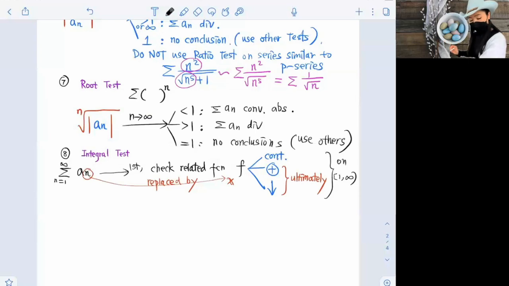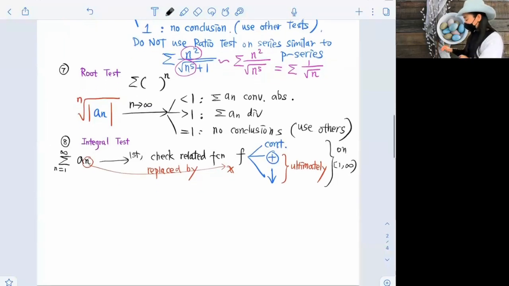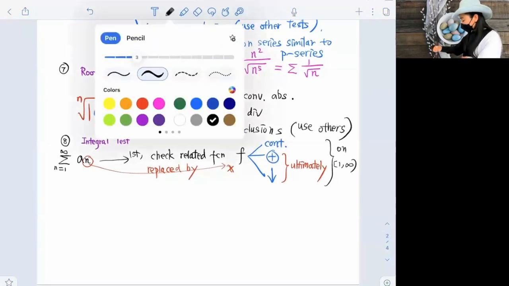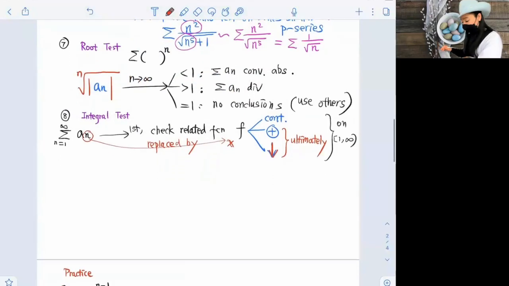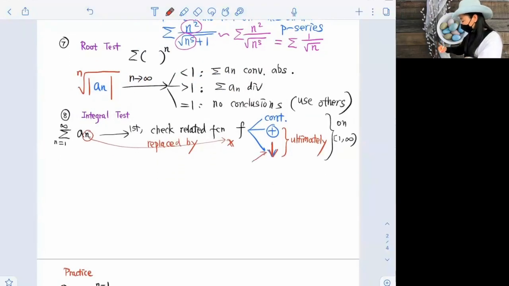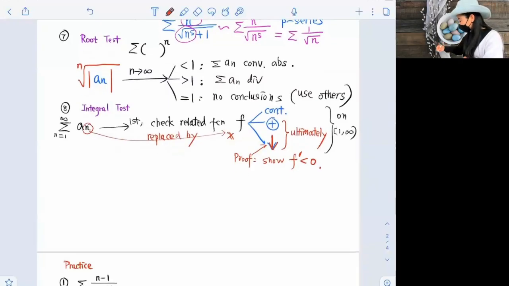And if this happens, well, actually, I think the most difficult part sometimes is how to prove that it is decreasing. How do you prove that it's decreasing? Yeah, we try to show that the derivative is negative, right? Or you can use algebra. And I think Alejandro asked me, what does it mean ultimately?